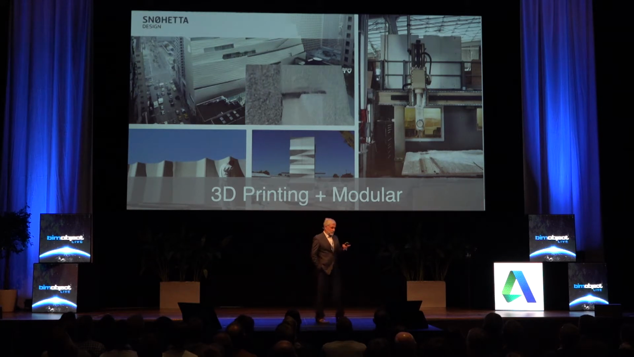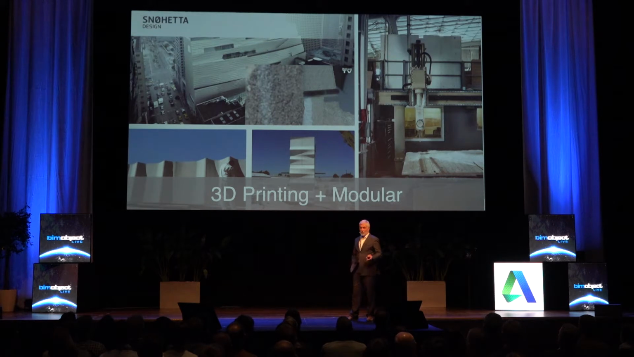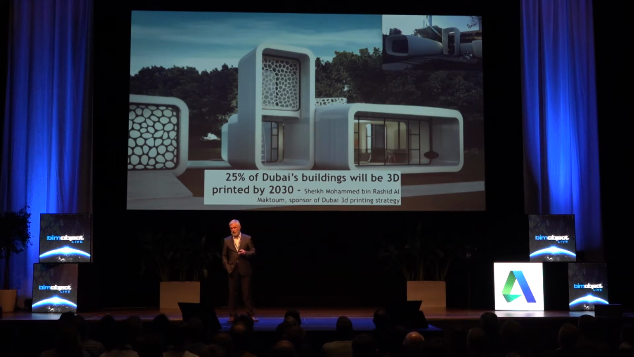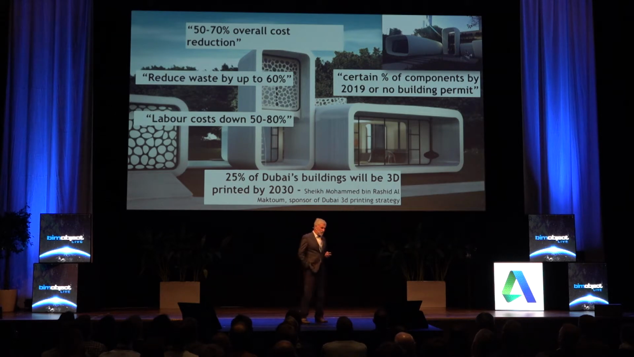So, okay, the 3D printing was part of the design process in this case. And we also saw some of these examples of other 3D printed buildings. This is a 3D printed office building in Dubai, and Sheikh Mohammed of Dubai stated that he will print 25% of all buildings in Dubai by 2030. And he has a lot of sustainability targets associated with that.